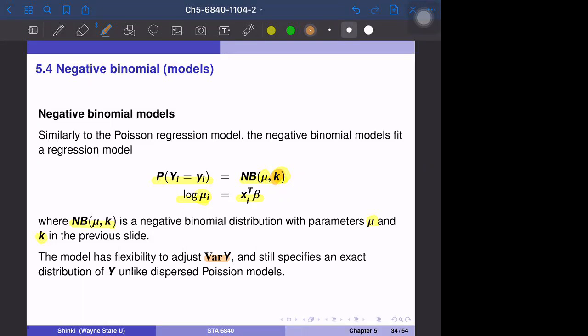Also, this model specifies an exact distribution of y, unlike dispersed Poisson models. The dispersed Poisson model can also adjust the variance parameter, but we don't really know the distribution of y itself. We just artificially introduce the variance parameter, but here we have meaning. The mu and k are parameters, and k has the meaning of the number of successes when we count the number of failures before that.